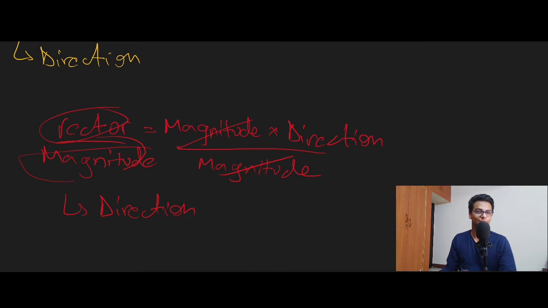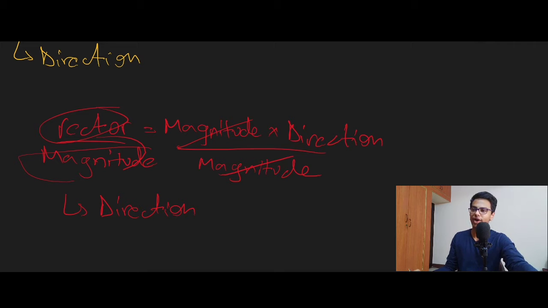Alright, so we understand this, right? And this is a very important thing. Don't go ahead and mug this up, alright? This is just a concept that I'm teaching you. So if we have any vector and we divide it by its own magnitude, then it gives you what is called a unit vector, which gives you the direction of that particular vector, alright?